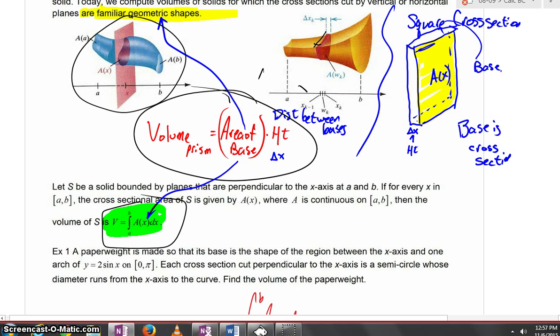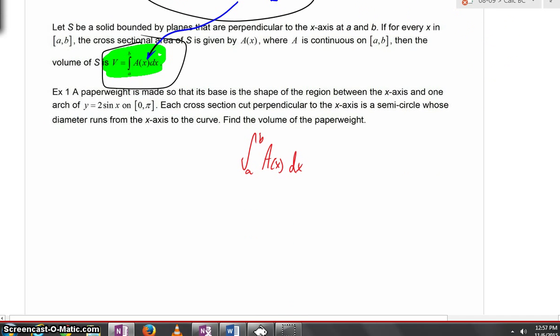It's not a super long lesson today, thank goodness. Let's go ahead and look at number 1. A paperweight is made so that the base is the shape of the region between the x-axis and one arch of y equals 2 sine of x on the interval from 0 to pi. Each cross section cut perpendicular to the x-axis, and you're always going to be given some information in that regard, is a semicircle whose diameter runs from the x-axis to the curve. Find the volume of the paperweight.